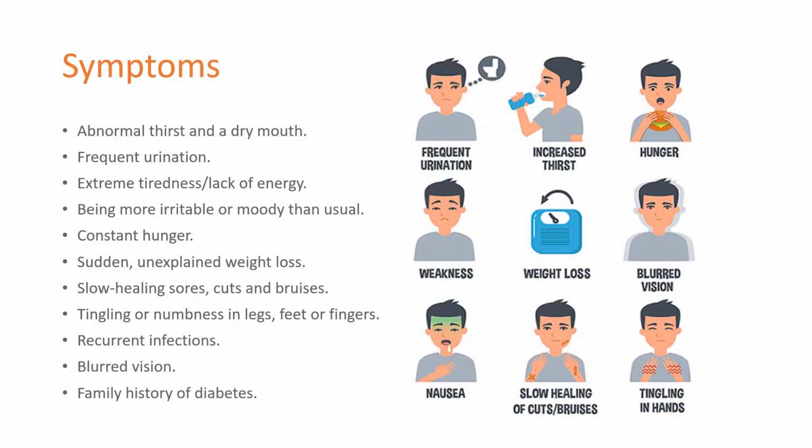So, talking about the symptoms of diabetes mellitus, the patient will be having frequent urination, increased thirst, increased hunger, feeling of weakness in the body, weight loss, blurred vision, nausea, slow healing of bruises and cuts, and tingling sensations in the hand. Also, the patient will be having a history of diabetes mellitus in the family, and this patient is prone to infections, and there will be a history of recurrent infections.